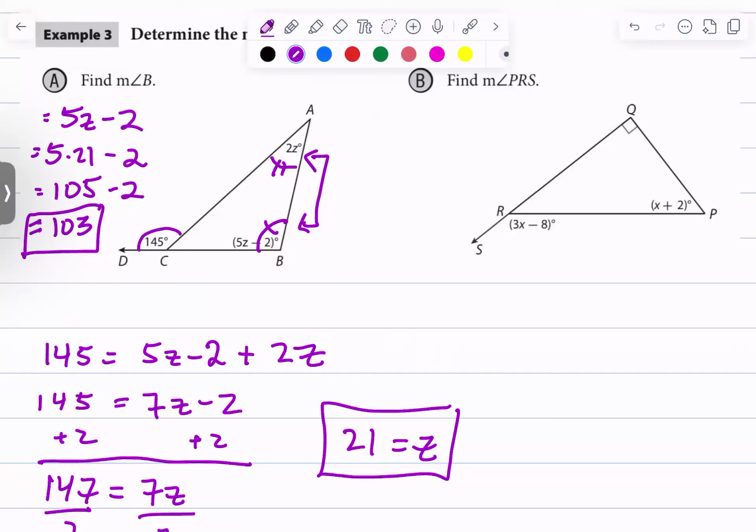All right. And that is the lesson for today, class. That is 15.1 on exterior and interior angles of a triangle.